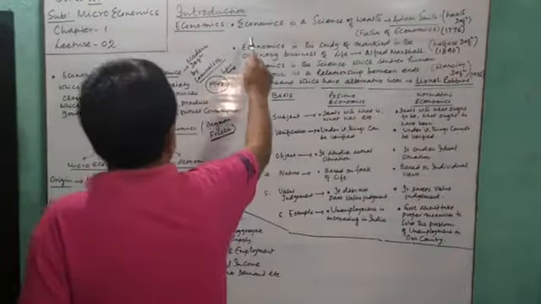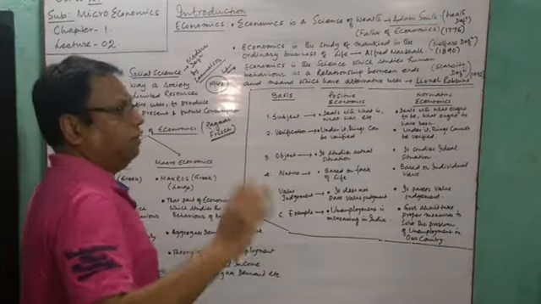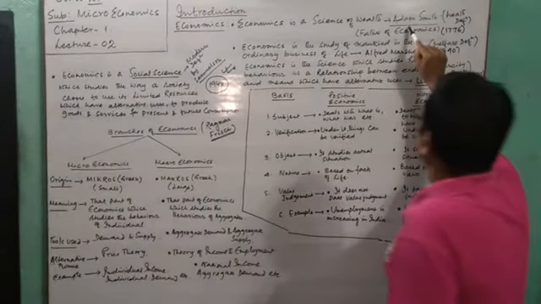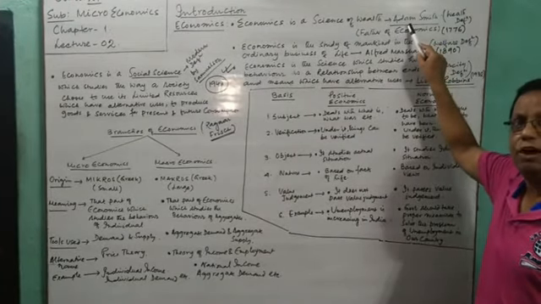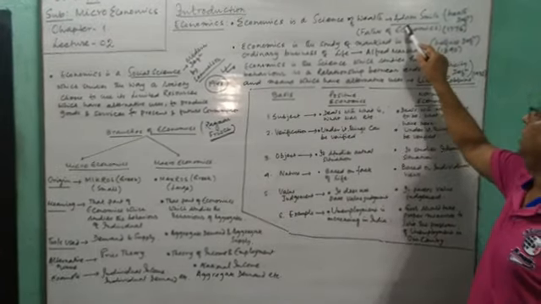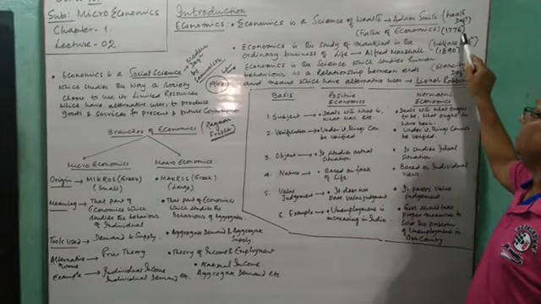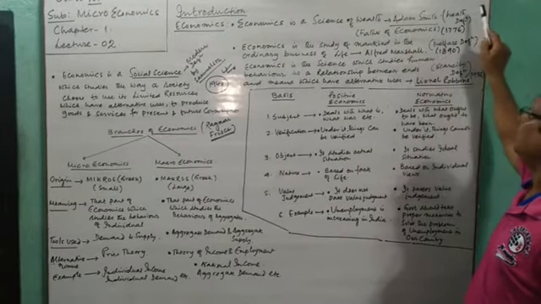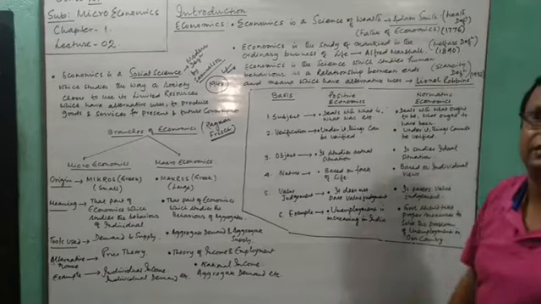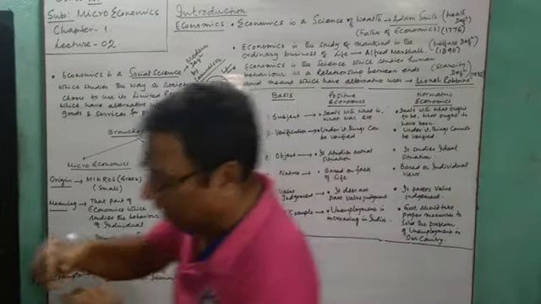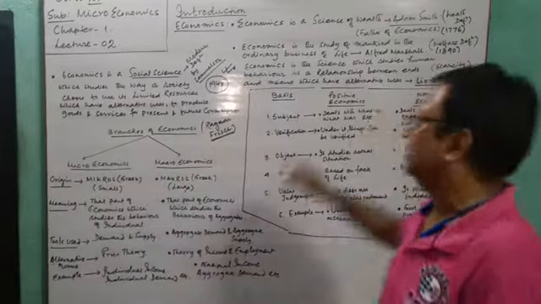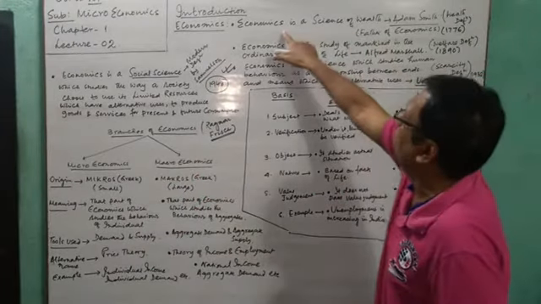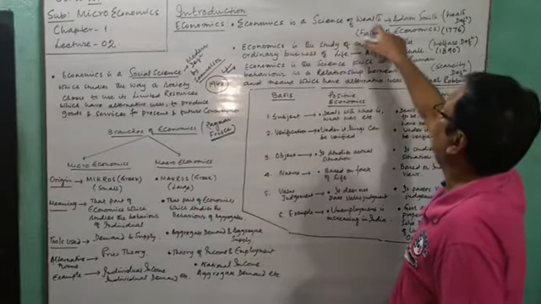Now, economics. This is Adam Smith. Adam Smith, who is known as the father of economics. In 1776, he has given this definition, which is known as the wealth definition. And according to the wealth definition, economics is the science of wealth. Economics is a science of wealth.